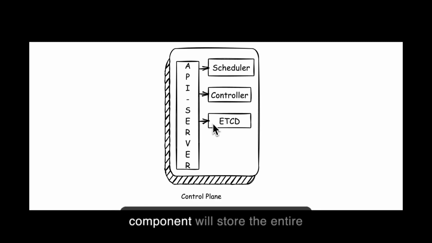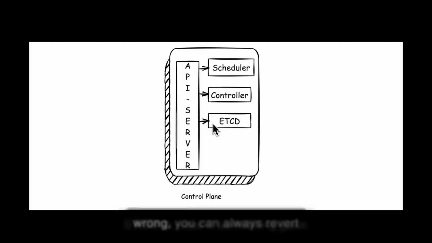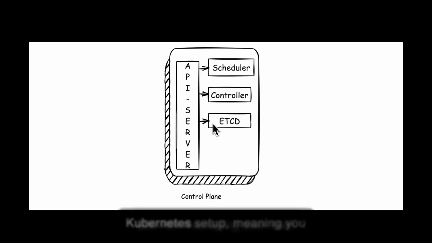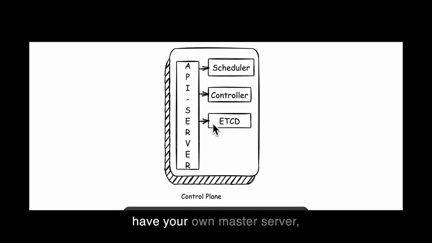So this etcd component will store the entire cluster information. Usually we do take a backup of this etcd, so in case something goes wrong, you can always revert back to the previous good configurations. Ideally, when you are managing your own Kubernetes setup, meaning you have your own master server and your own worker nodes, we always have a schedule to back up etcd, because no one knows when there could be a failure. So having a backup of your etcd will help you in recovering your cluster from failures.